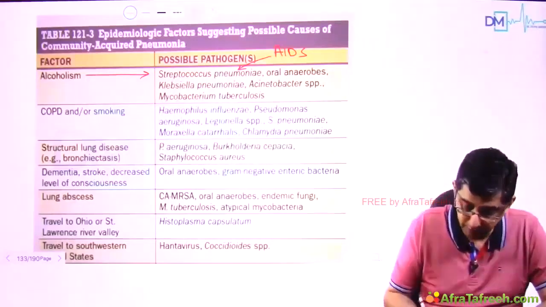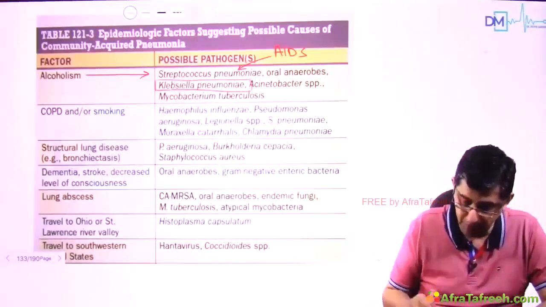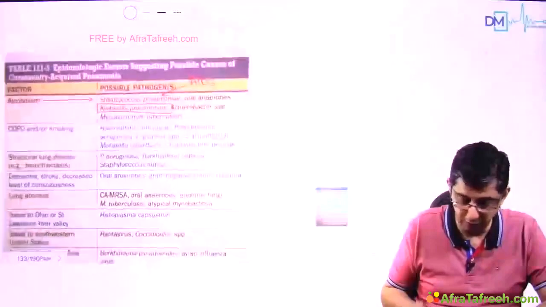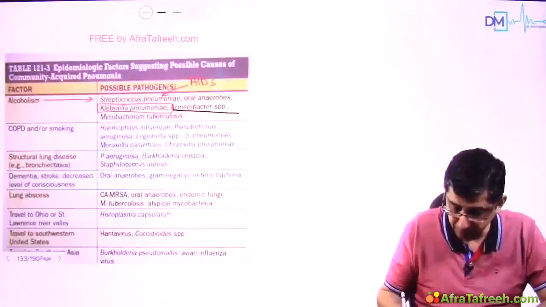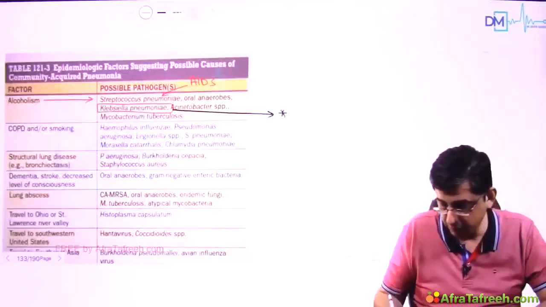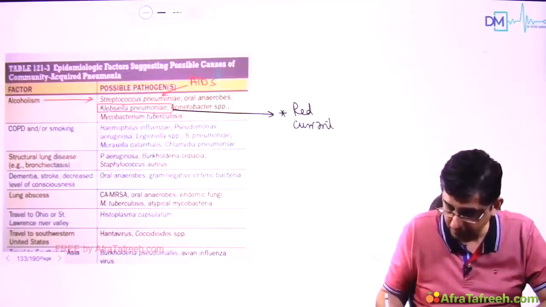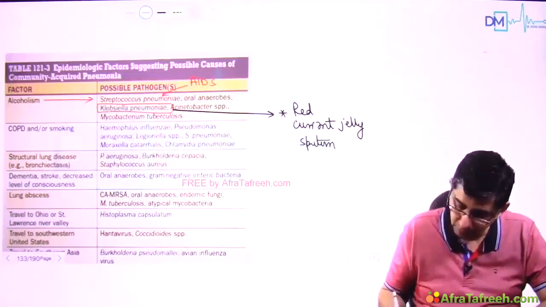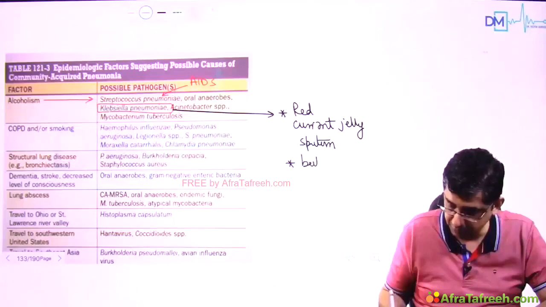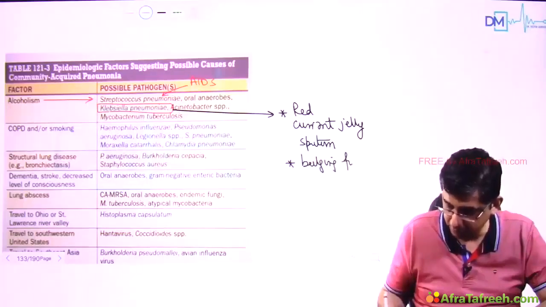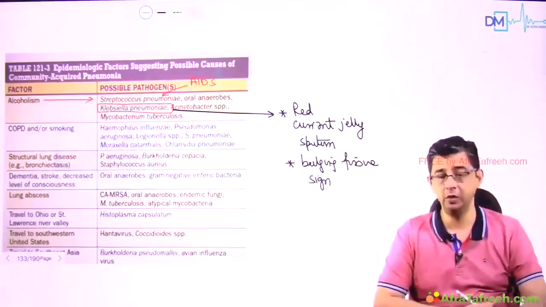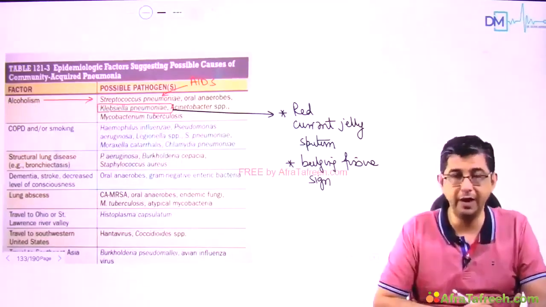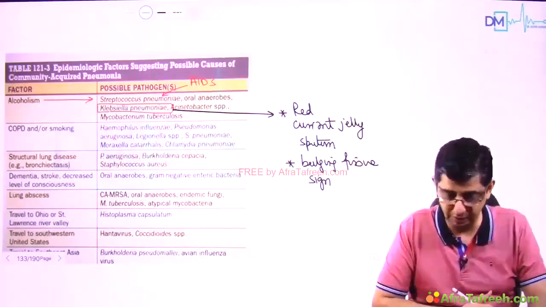When would you answer Klebsiella in a multiple choice question? When he will give you the following information. If he mentions the word red currant jelly sputum, that is one aspect, red currant jelly sputum. Or if he mentions the bulging fissure sign, that is accumulation of pus in the interlobar fissure, then you should think in terms of Klebsiella pneumoniae to be answered. That is also called Friedlander's pneumonia or Friedlander's bacillus.